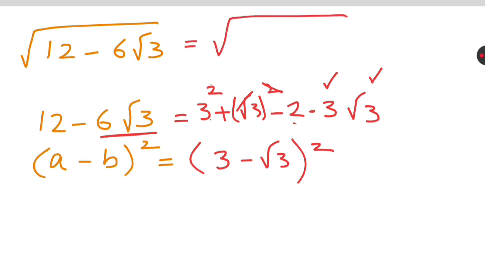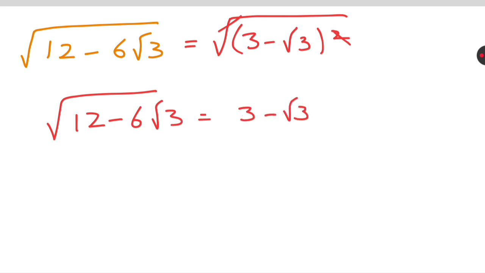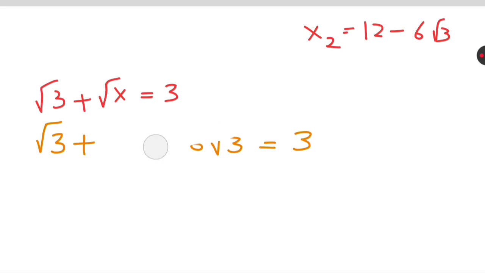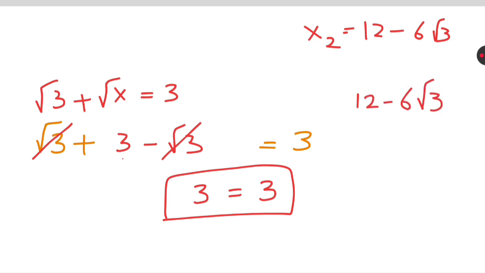So the square root of (3 minus root 3) whole raised to power of 2. Here the square and square root get cancelled, so we are left with only 3 minus root 3. The square root of 12 minus 6 root 3, we can simply write as 3 minus root 3. So let's write here 3 minus root 3. Here plus root 3 and here minus root 3 get cancelled. So on the left hand side we are left with only 3, which is equal to the right hand side, 3. So 3 equals 3. That means x value 12 minus 6 root 3 satisfies our given expression. So this x value is 12 minus 6 root 3.